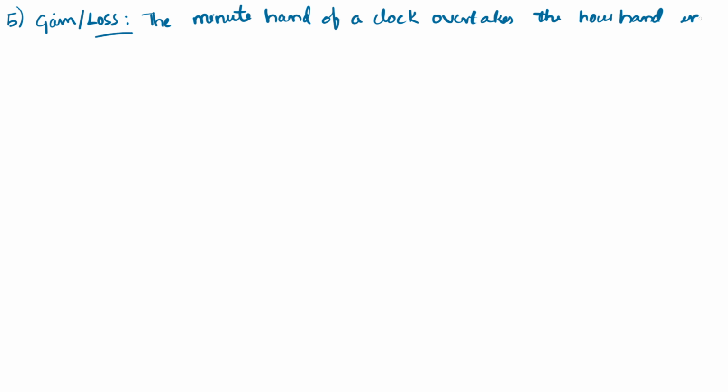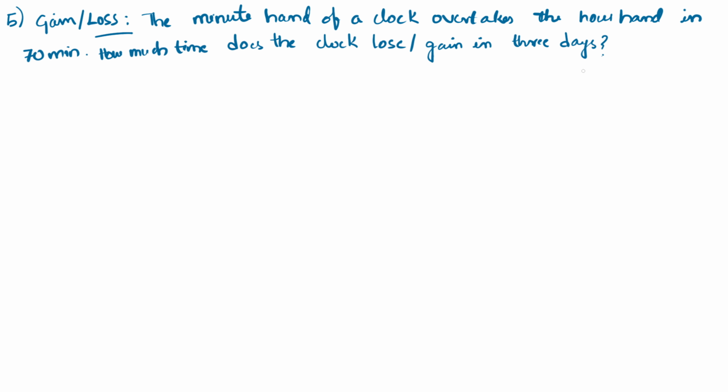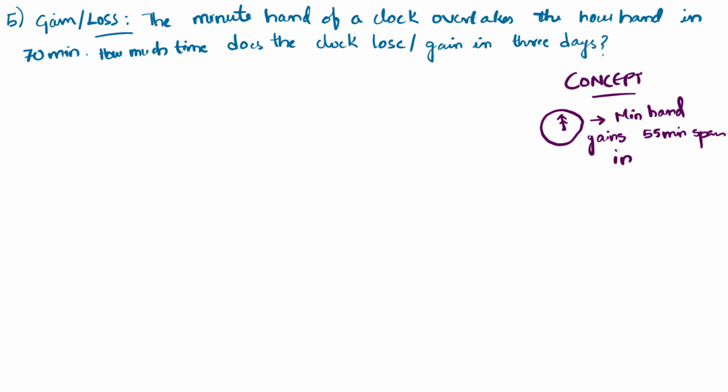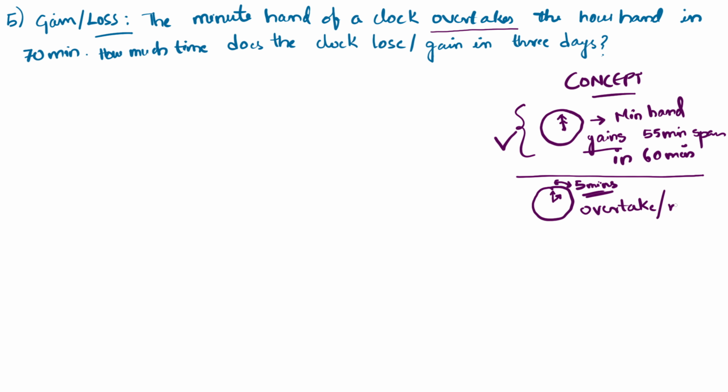Now we have come to our gain-loss problems. The question says, the minute hand of a clock overtakes the hour hand in 70 minutes. How much time does the clock lose or gain in 3 days? Well, before we delve in, I need to give you a little bit of concept for this. Now, a minute hand gains 55 minute spaces in 60 minutes. We know this, right? So in order to overtake or meet the hour hand, the minute hand would have to cover 60 minute spaces, which means there is an additional 5 minute spaces to cover up.